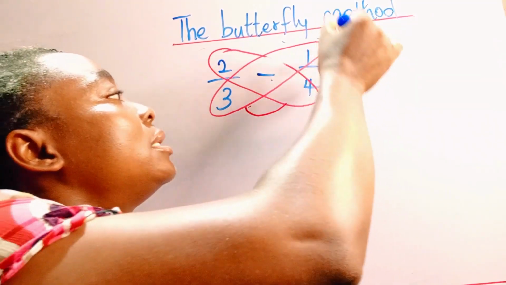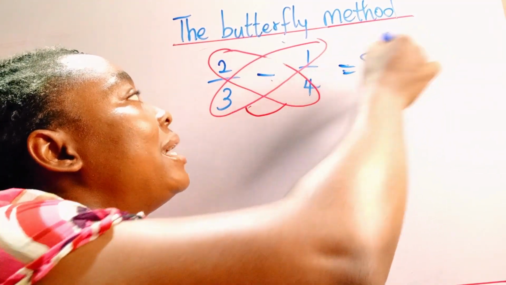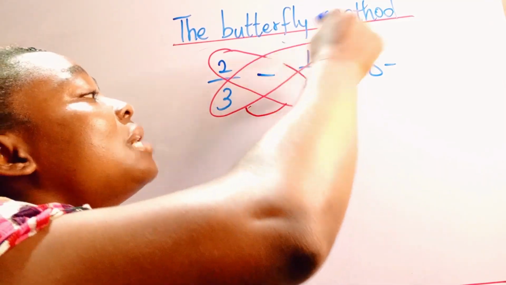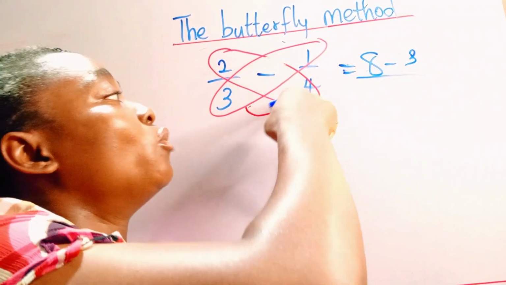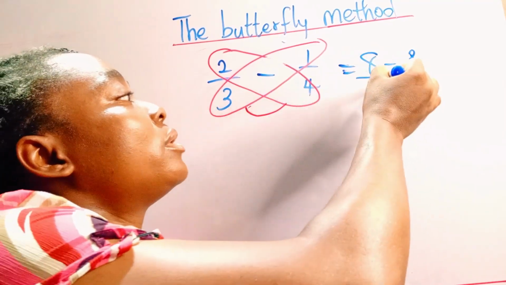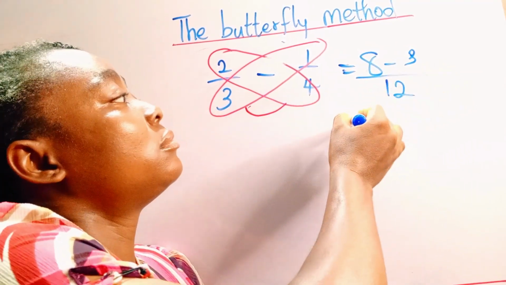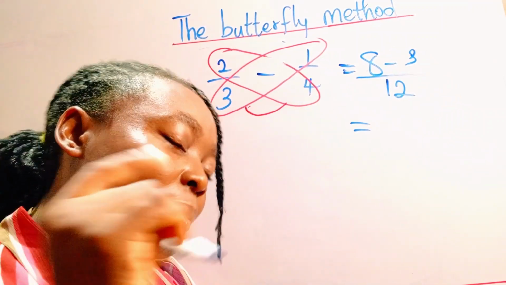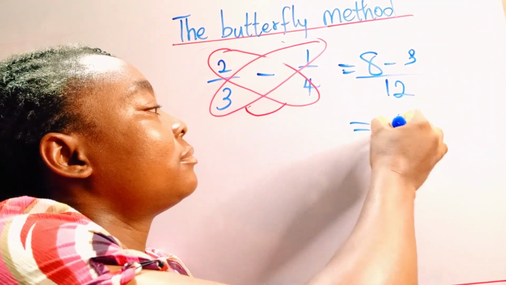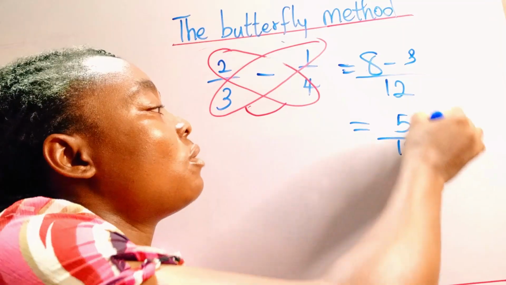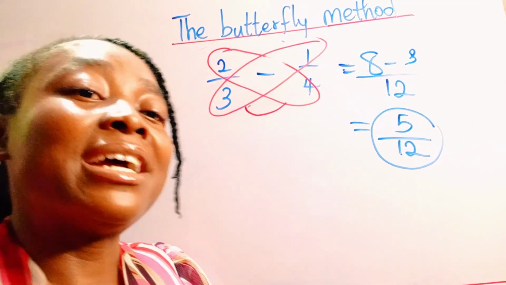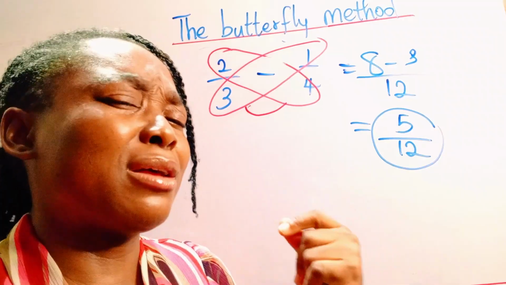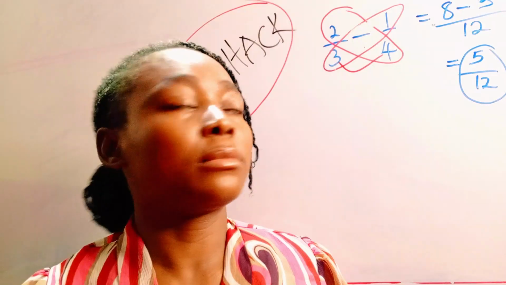2 times 4 is 8. Minus, because it's minus that is here, minus 3 times 1 is 3. All over 3 times 4 is 12. Equals to 8 minus 3 is what? 5. So we have 5 over 12. This is our final answer. Isn't this fast? Of course it is fast. That's why it's called a pro hack.